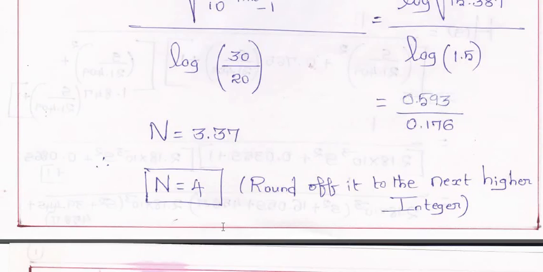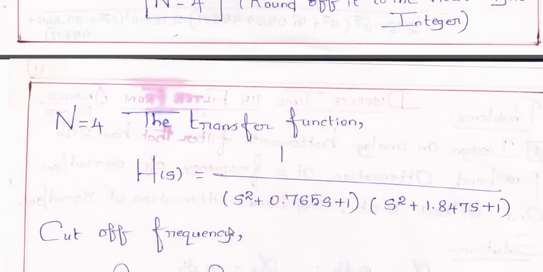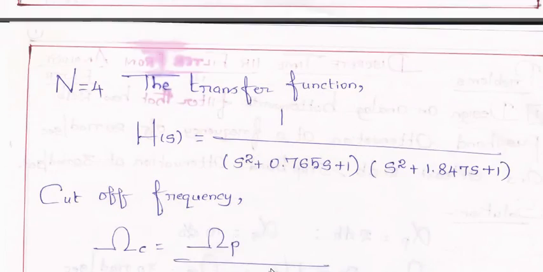So n is equal to 4. You have to round off. For n equal to 4, the transfer function H(s) is given as 1 divided by (s² + 0.765s + 1)(s² + 1.847s + 1).